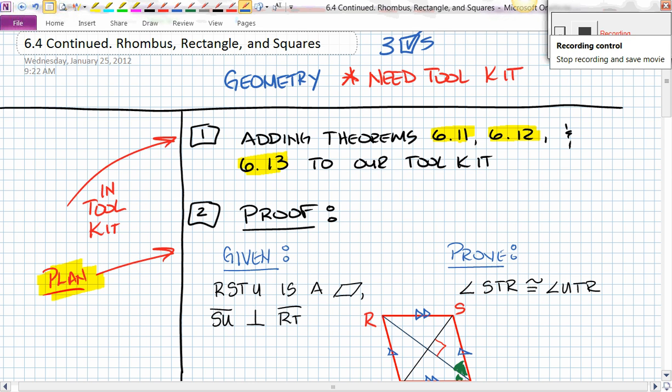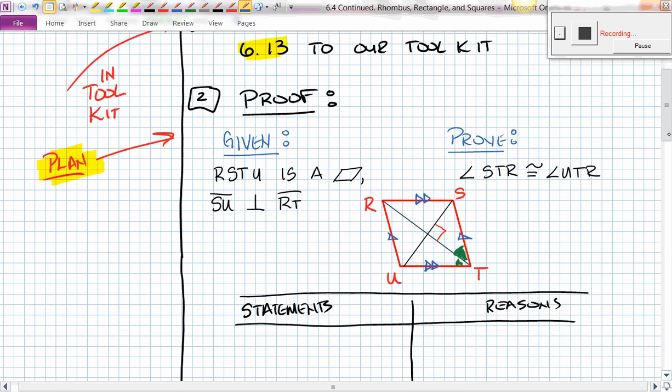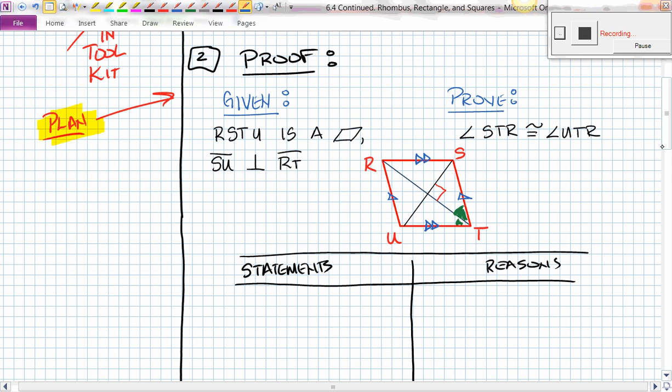All right, so we're going to copy and prove these two proofs together from 6.4. Then you're going to be on your own. So the first thing we did was we added theorems 6.11, 6.12, and 6.13 to our toolkit. That's the first box. And here is the first proof of the day. We have two of them right now.